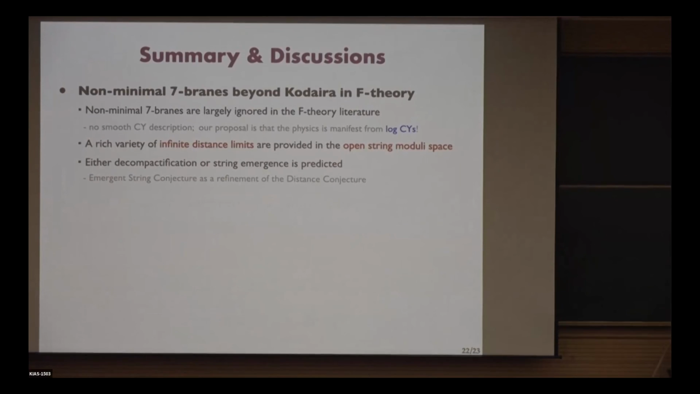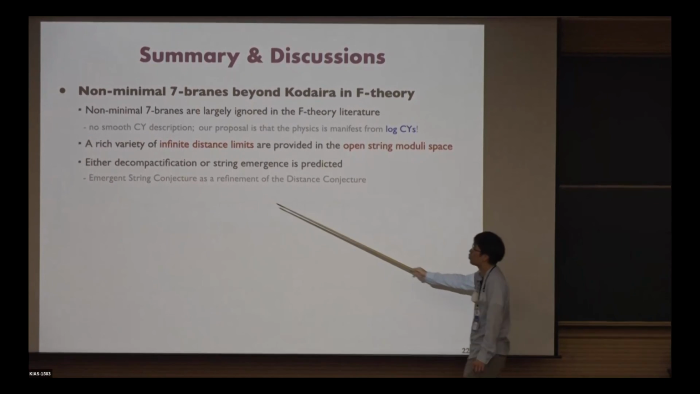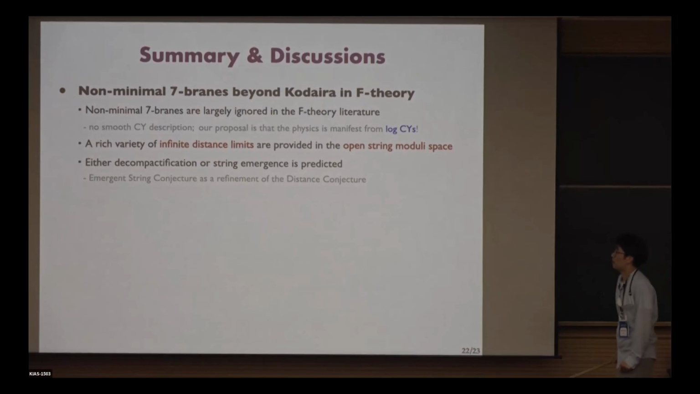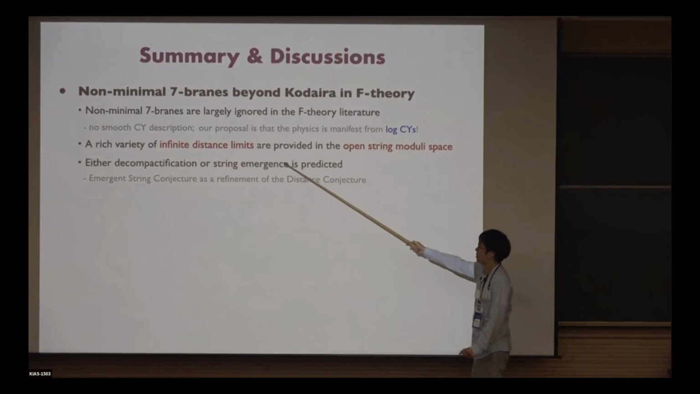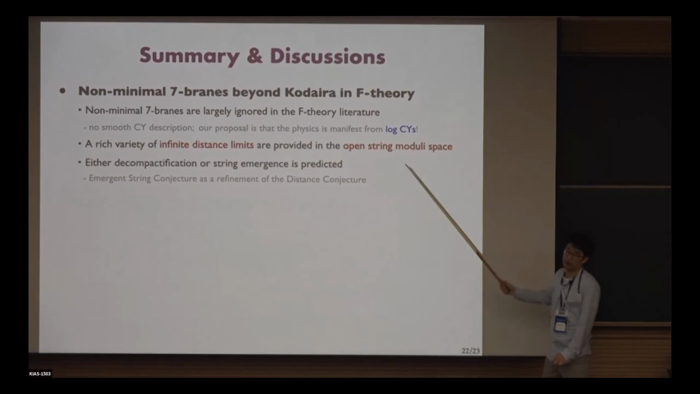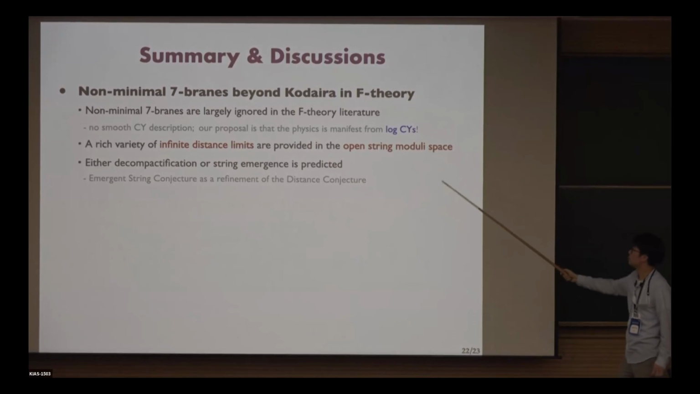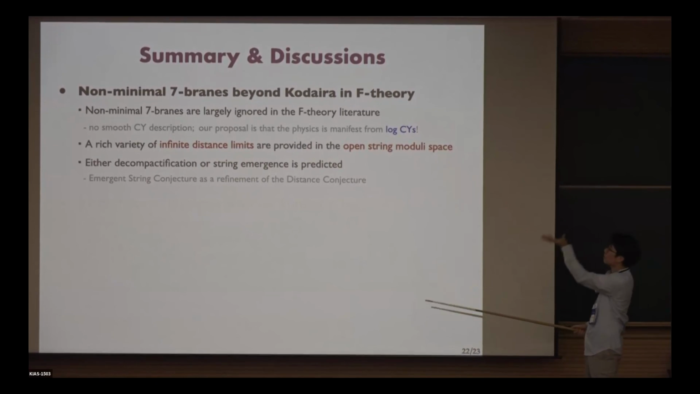So this brings us to the conclusions. So what have we done? We have studied non-minimal 7-branes beyond Kodaira in F-theory. They are largely ignored in the F-theory literature because, as I said, there are no smooth Calabi-Yau descriptions for those configurations. But our proposal, in math terms at least, is that the physics should be manifest from the configuration that involves local Calabi-Yau spaces, which are essentially the newly inserted components in the degeneration that are elongated.